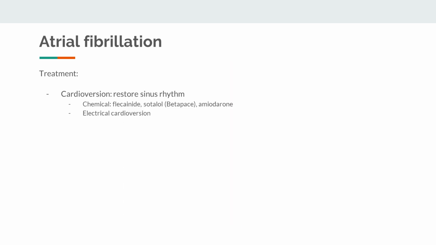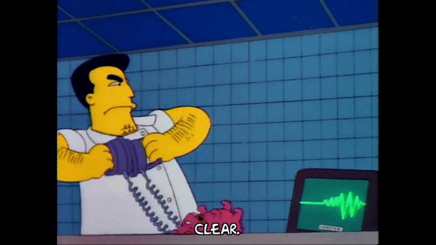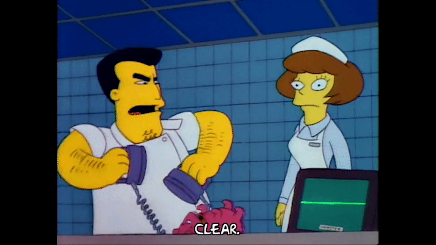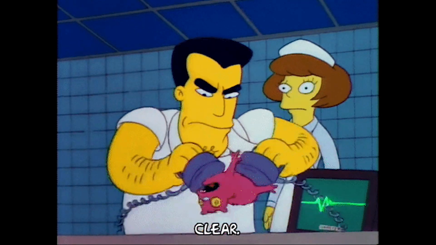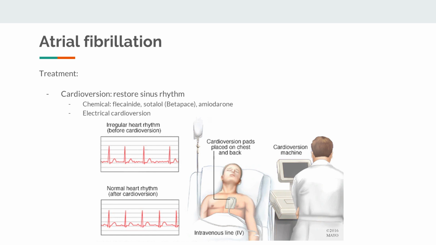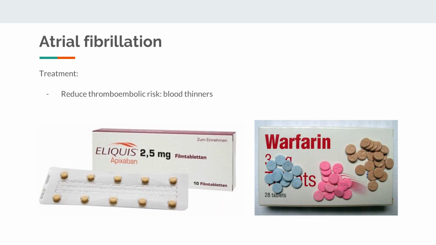Restoring the heart back into sinus rhythm is called cardioversion. It can be done chemically or electrically. Chemical cardioversion will utilize medications such as flecainide, sotalol, or amiodarone. Electrical cardioversion is like the stuff you see on TV, where electricity is used to shock the heart back into a normal rhythm. It actually looks more like this in real life. If the patient wasn't on one before, they are usually then placed on a blood thinner to prevent blood clots from forming.